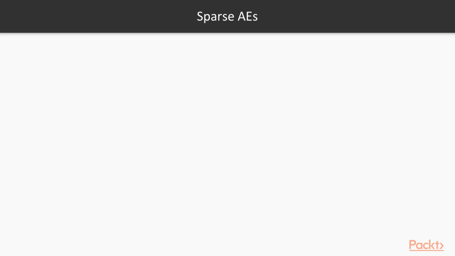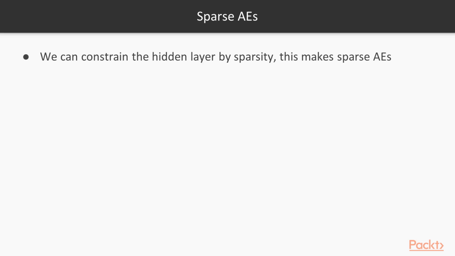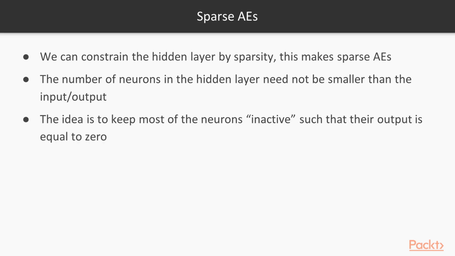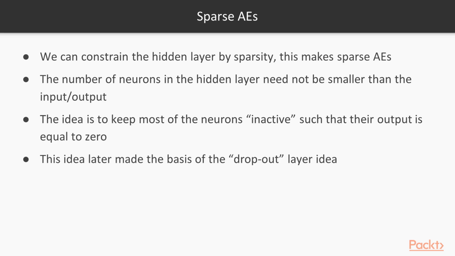In this slide, we are going to talk about another type of autoencoders which are of great importance. This specific type is called sparse autoencoders. In this case, we can violate the previously mentioned constraint on the number of neurons in the hidden layer. In other words, we assume that the number of neurons in the hidden layer is equal to, or can even be bigger than, the number of neurons in the input and the output. The idea behind this is to keep most of the neurons inactive, such that their output is equal to 0. This will make the hidden layer sparse, and that is why these autoencoders are called sparse autoencoders.